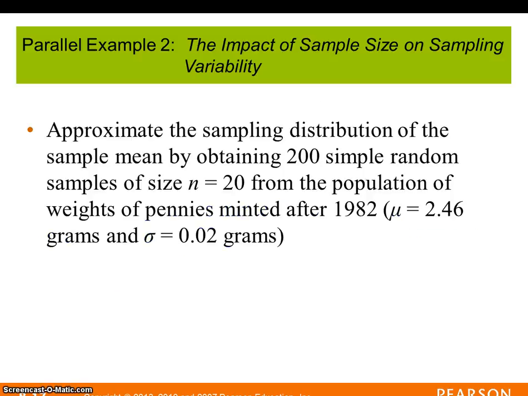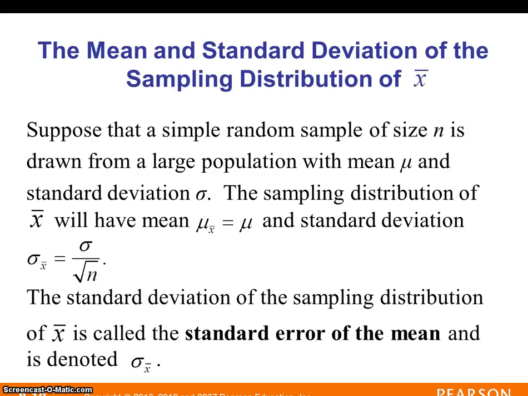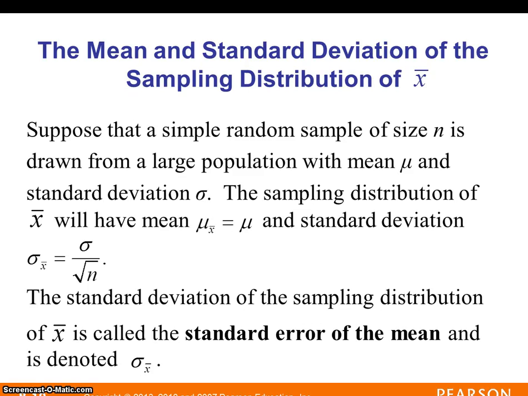So let's look at example 2 here. Let's approximate the sampling distribution using samples of size 20 in this case instead of samples of size 5. What you'll see then is that the mean is still 2.46, but the standard deviation is now decreased to 0.0045. So the larger the sample is, the closer the sample mean will be to the actual population mean, and the less variability there will be.